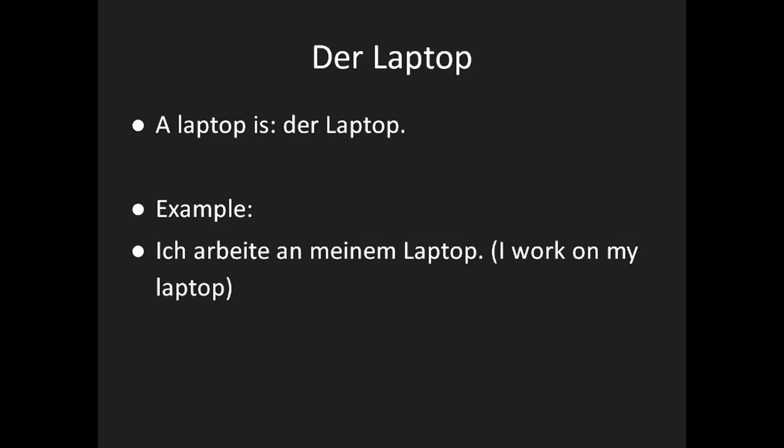A laptop is der Laptop. Masculine. Laptop is also masculine, easy to remember. Ich arbeite an meinem Laptop. I work on my laptop.